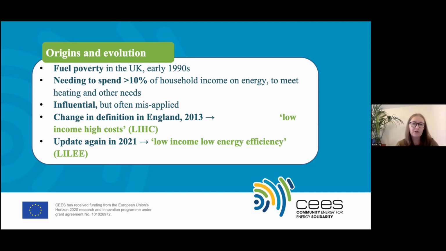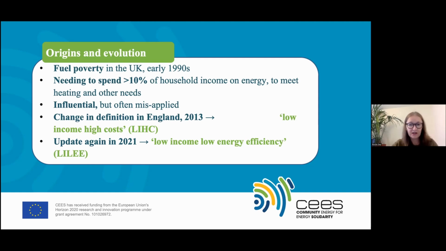And the first definition that was used based on Brenda's work was that a household was in fuel poverty if they needed to spend more than 10% of their income on heating and other energy needs. So the really important thing to notice here is that it's about what they would need to spend rather than necessarily what they are actually spending. This has been an influential definition. It's sometimes called the 10% definition, and you will still see it used, but it is sometimes misapplied actually, because it's sometimes applied in terms of what people are actually spending rather than what they need to spend. So that's something to look out for.